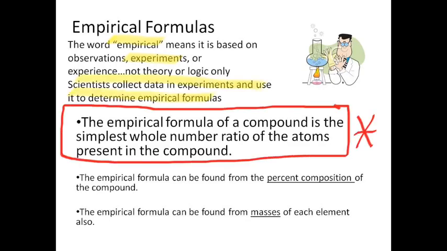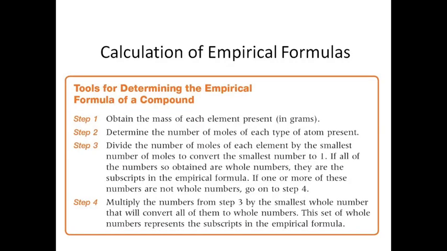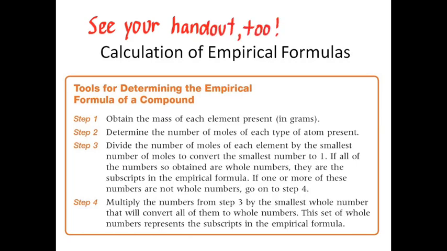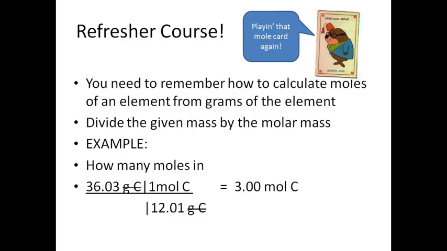Here's the definition. The empirical formula of a compound is the simplest whole number ratio of the atoms present in the compound. We can get it from percent composition data, or we can get it from masses. Here are the steps to the method. However, we're not going to get into them in a lot of detail right now. You can also refer to your handout tomorrow in class to remind yourself of these steps.